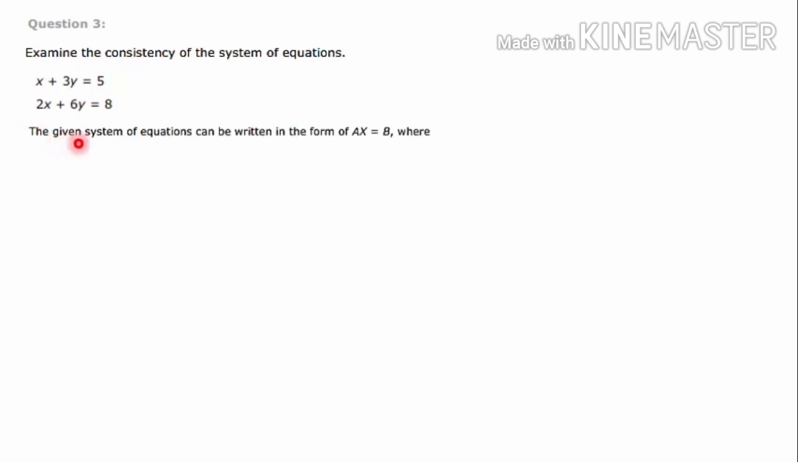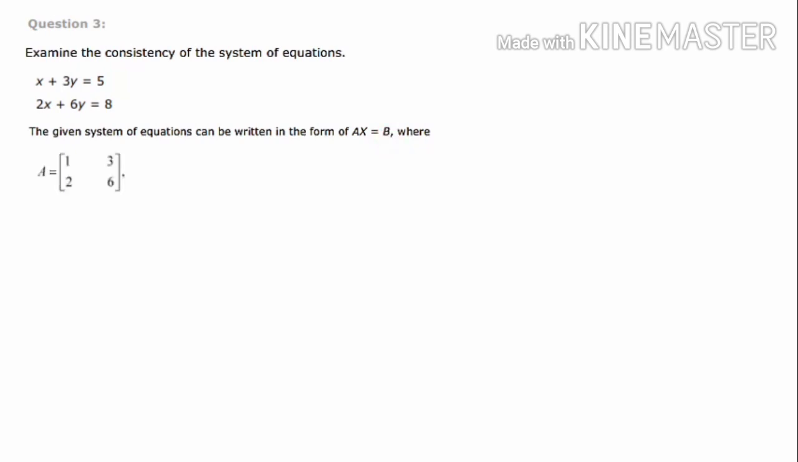Move on to question number 3. Examine the consistency of the system of equations x plus 3y equal to 5, 2x plus 6y equal to 8. Let's go for calculating the answer. The given system of equations can be written in the form AX equal to B. Here A is the coefficient matrix, X is the variable matrix and B is the constant matrix.